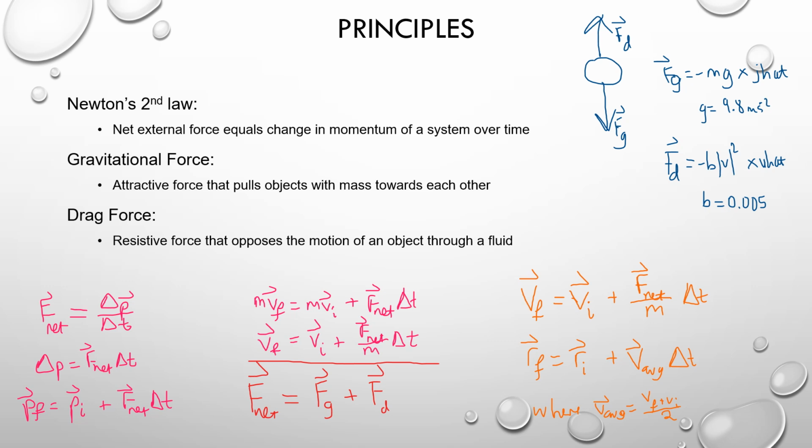Our principles. Newton's second law states that net external force equals change in momentum of a system over time, which is this here. We can use this to derive the velocity update formula, which we're going to use alongside the position update formula. Note in this case that F net is Fg plus Fd when we're considering Fd, and we can see the definitions for these two up here. Gravitational force is an attractive force that pulls objects with mass towards each other, while drag force is a resistive force that opposes the motion of an object as it's moving through a fluid.